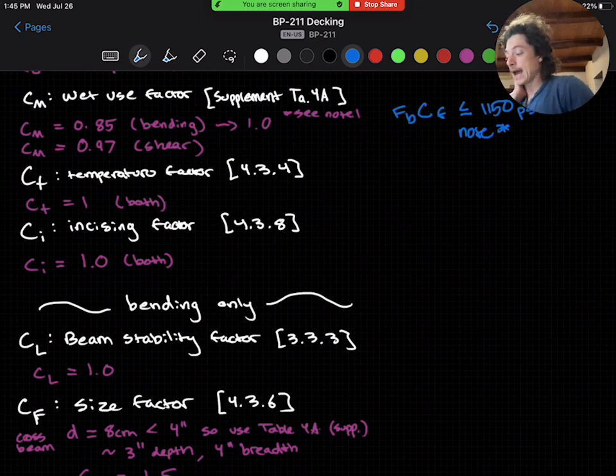CT is our temperature factor, and that's in section 4.3.4, and we'll take this as 1 for both shear and bending. You can think of the temperature factor as rarely applying. This is, say, in the case we're using our wood or timber in a sauna, that would be when the temperature factor is applying, but in normal outside conditions, the temperature factor will almost always be 1.